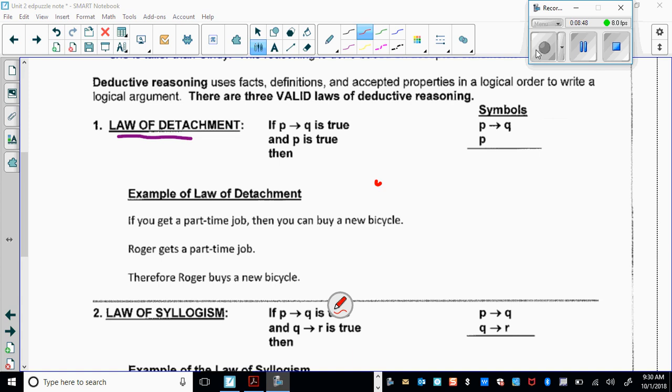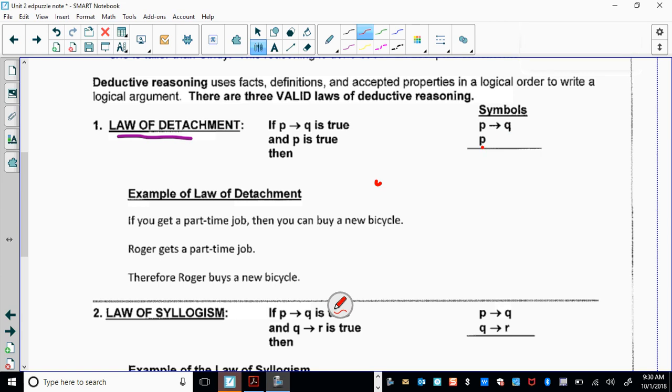All right, so in this case, P is true, and a lot of times this is your parent statement, what I just told you earlier. If you wash the dishes, then you can go outside. Then you went ahead, washed the dishes, that means you can now go outside. So that kind of reasoning, P, Q, P, then Q will be the conclusion, is called law of detachment.